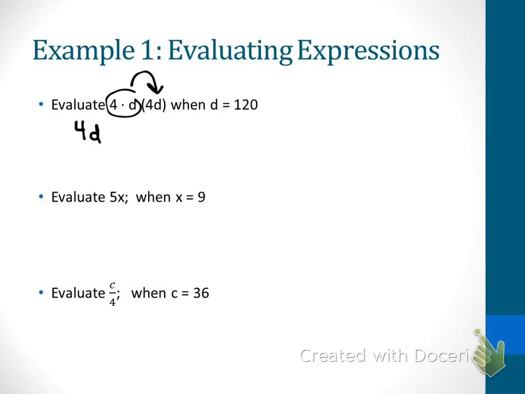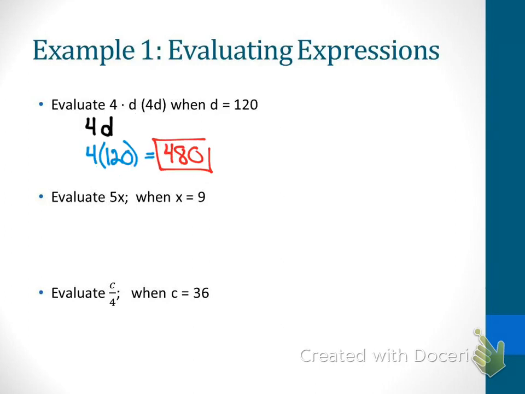We're going to make our substitution, 4 times. What's the value for D here? 120. Okay. And then we're going to evaluate like it asks us to do. And 4 times 120 is? Anybody know? 480. All right, so 3 steps here: original problem, substitution, and then boxed answer.